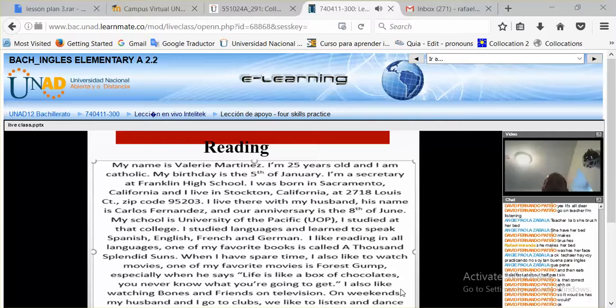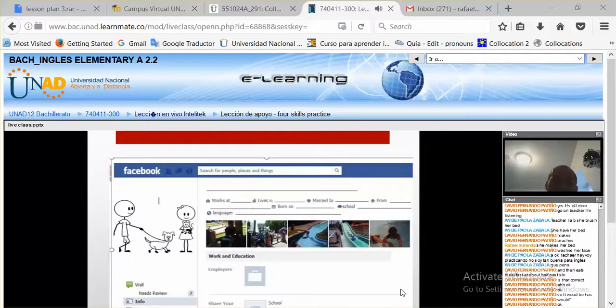Okay guys, that's the reading, maybe in order for you to understand the pronunciation of some words. And that is the reading that you are going to take into account to do the next exercise. Okay, so the next slide is a Facebook profile. It is a Facebook profile like when you open an account for the first time. So you are going to fill in all those lines, you are going to fill in the information according to the reading.